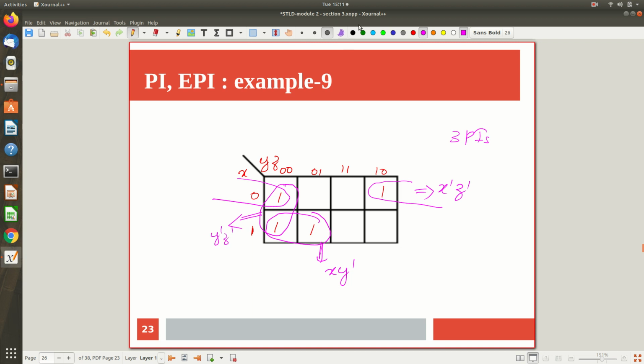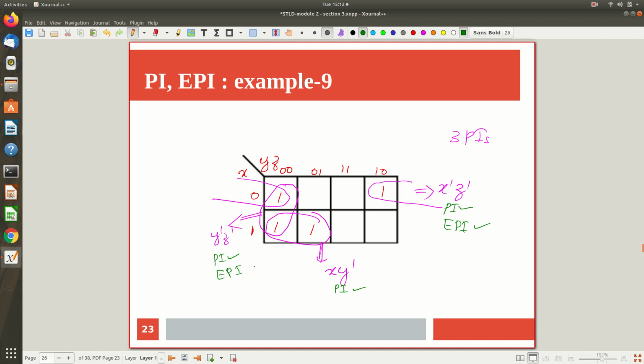Now the question is whether they are prime implicants or not. You can see that all these are prime implicants. Fine. This is also a prime implicant. Fine. This is also a prime implicant. Now whether they are essential or not. When you look at this one, you can see that this is an essential prime implicant for sure, because this one is exclusive. But when you look at this, it is not essential, right? You can see that here the ones are covered by more than one prime implicant.